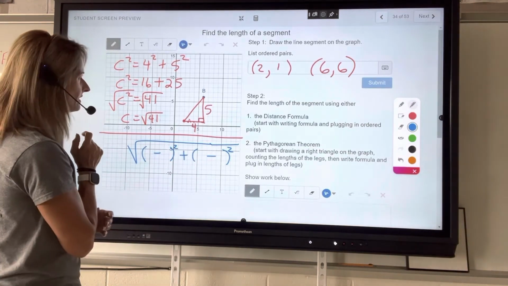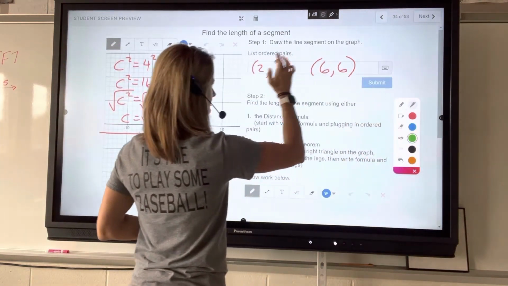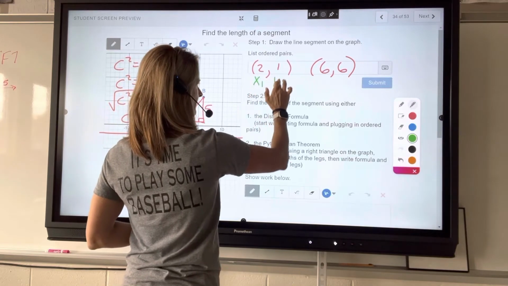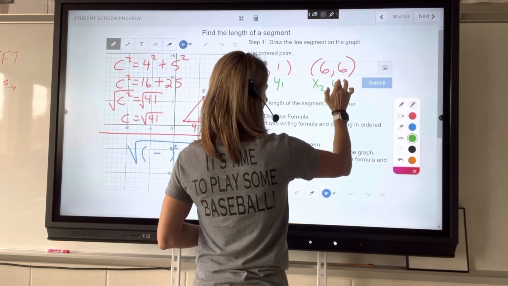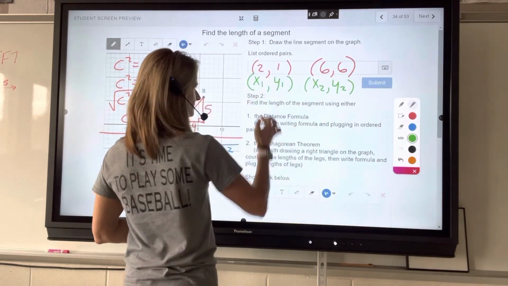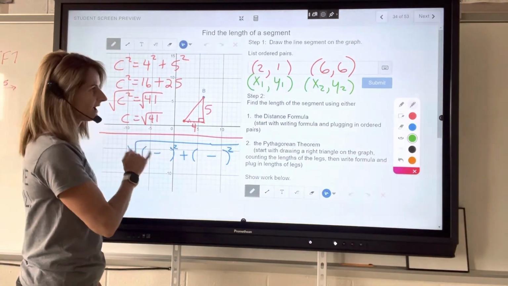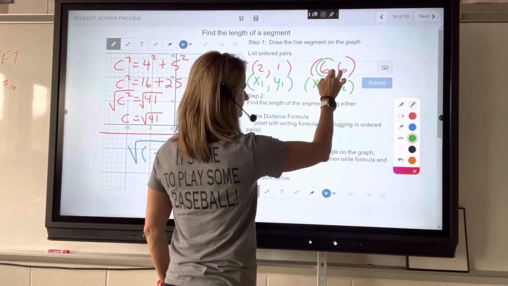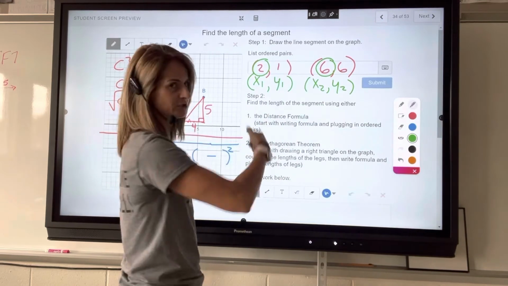So if we are looking at the distance between the x's, this first point is x1, y1. The second point is x2, y2. Notice the x coordinates are always first, and the y coordinates are second. So when we subtract the two x coordinates, it's not from the same ordered pair. We have to select this x coordinate and this x coordinate. So 6 minus 2.